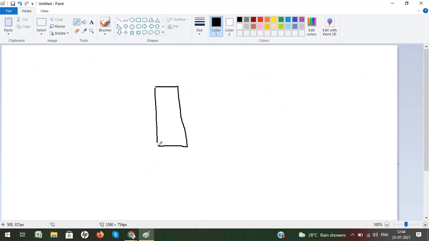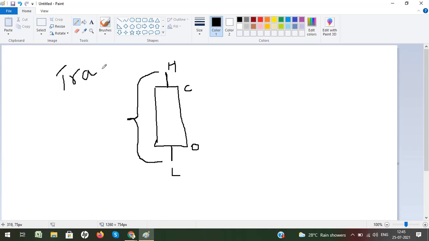Now see, this is your Japanese candlestick. You have plotted this candlestick. Say for example, this is the open and the close, this is the high point, and this is the low point. Now from the high point to the low point, this whole price action is called a trading range for that particular time frame.